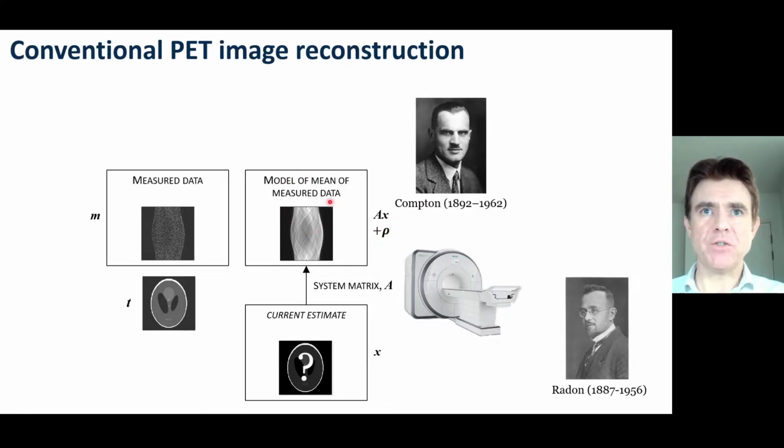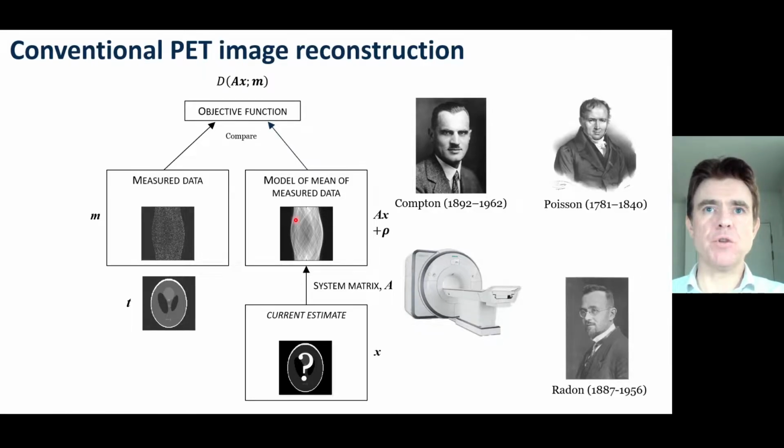What we have then is a model of the mean of the measured data for a given estimate of our radiotracer concentration. So initially this will often be uniform, and we forward model it to predict what the mean of the measured data would have been had this been the actual object inside the field of view. Whereas all that we've got to go on from our acquisition is just the measured data vector M.